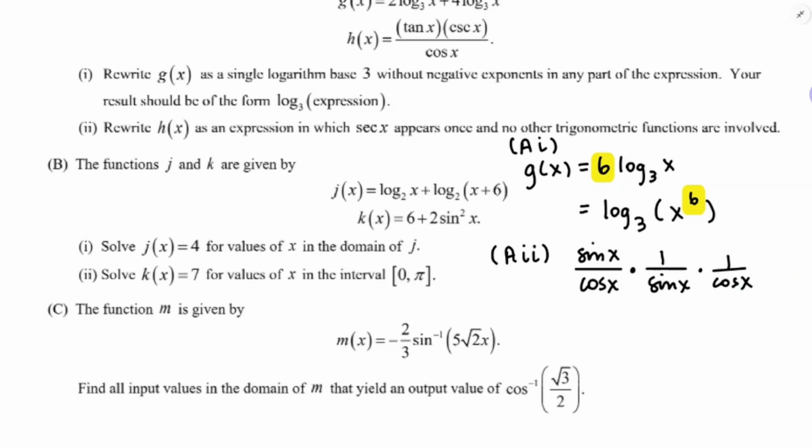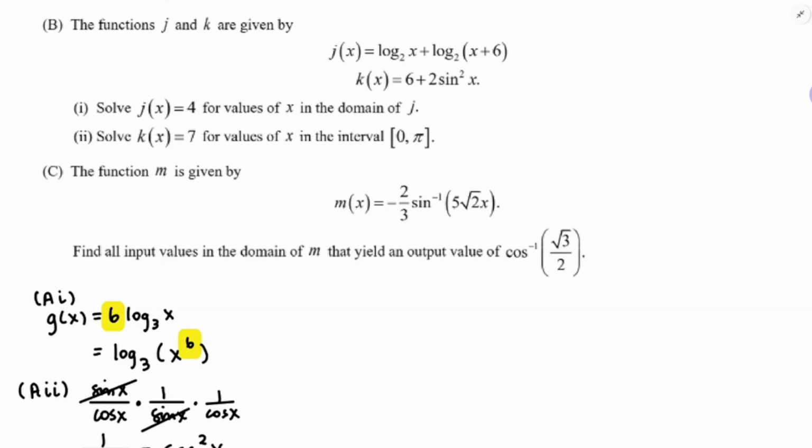Okay, and so I'm going to cancel off the sines. And I'll see, okay, I've got 1 over cosine squared x. All right, I'm just going to say 1 over cosine squared x. They asked for secant appearing once. Okay, well, I'm just going to say that's equal to secant squared x. And I guess that's just secant appearing once and no other trig functions involved.